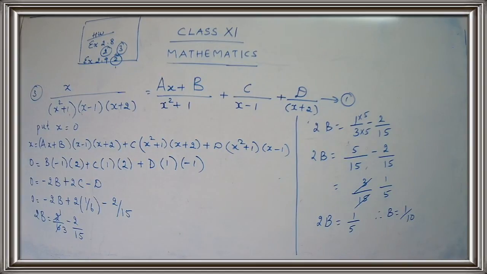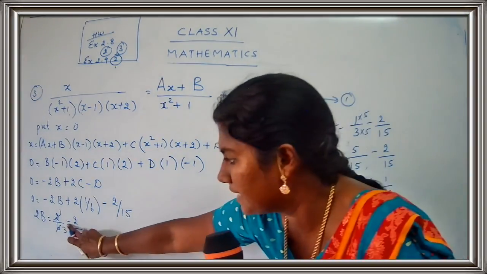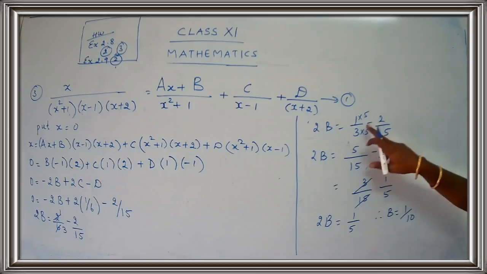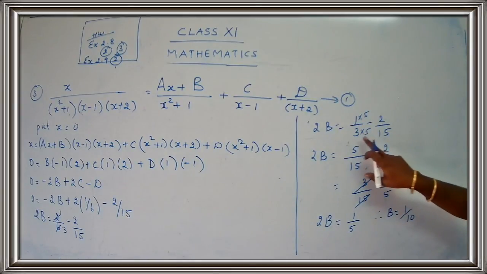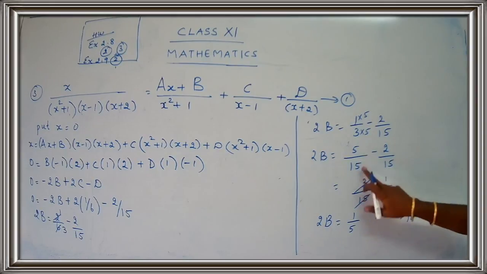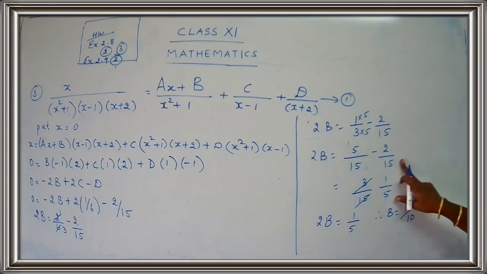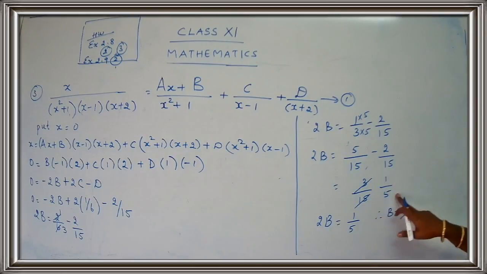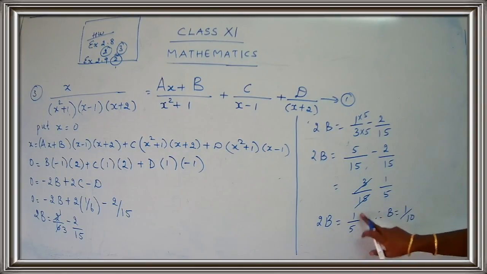Just go for the calculation. So I had 2 by 6 minus 2 by 15. So 1 by 3. I want to make the denominator same. So I just multiplied by 5 to the numerator and denominator. So 5 upon 15 minus 2 upon 15. 5 minus 2, 3 upon 15. So 1 upon 5. 2b is 1 upon 5. So b is equal to, bring this 2 to the denominator. So b is 1 by 10.